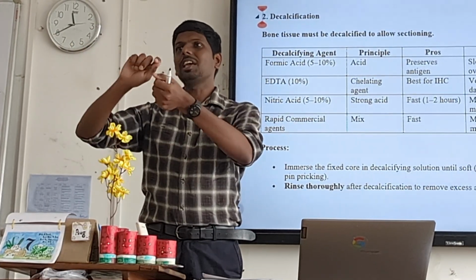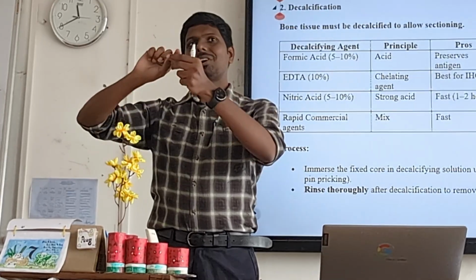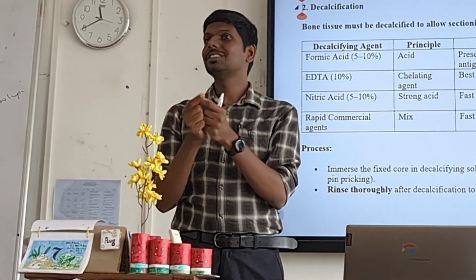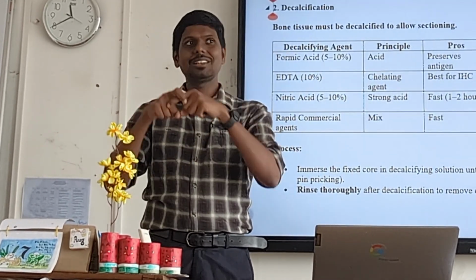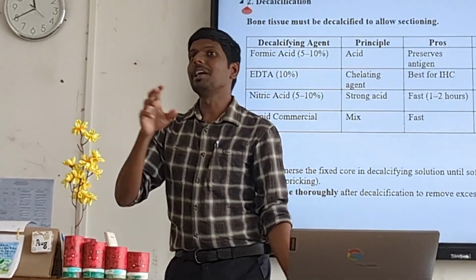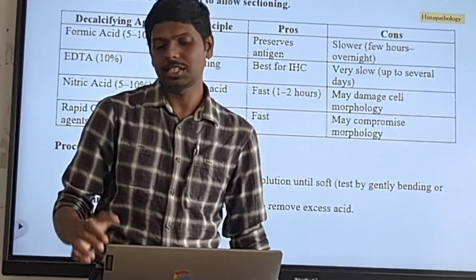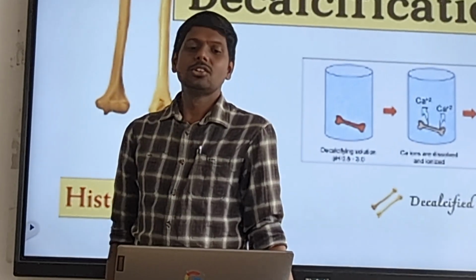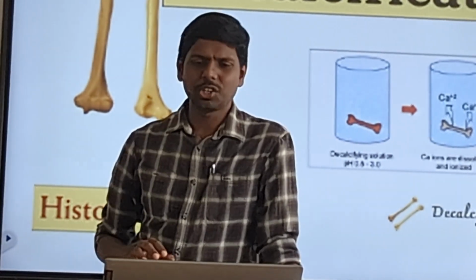So literally we can make a bone knot. Knotting, right? That's correct. So we can make bone into rubber with decalcifying. That's it. That is called decalcification. So I hope you are clear about what is decalcification.